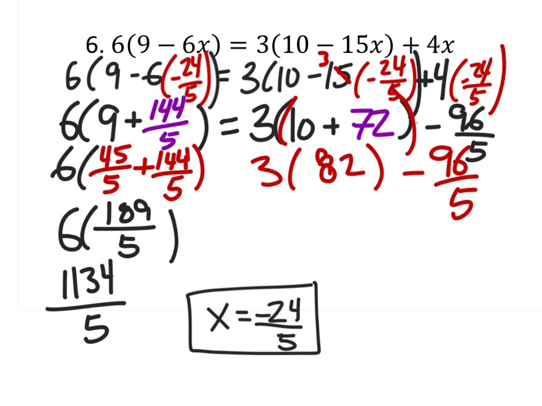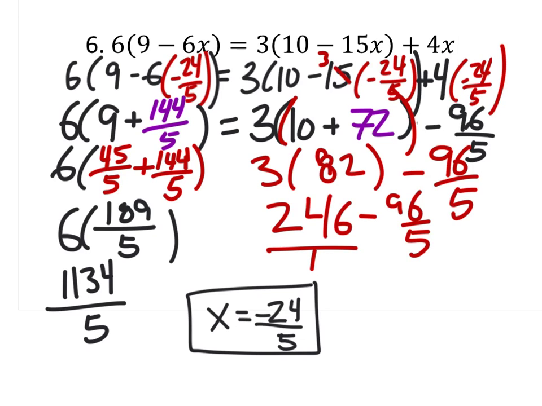3 times 82, so that's 246 minus 96 fifths. We do need common denominators. And right now that 246 has a denominator of 1. So I'm going to take 246 and multiply that by 5 to get common denominators. It's going to give me 1230.